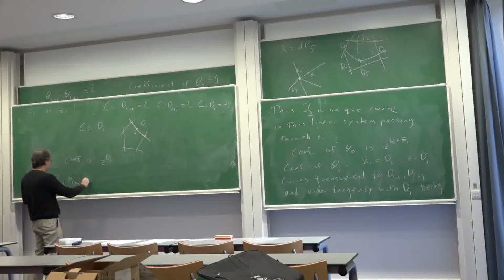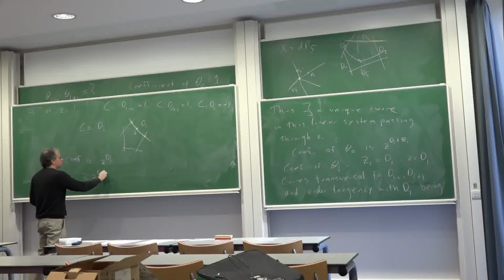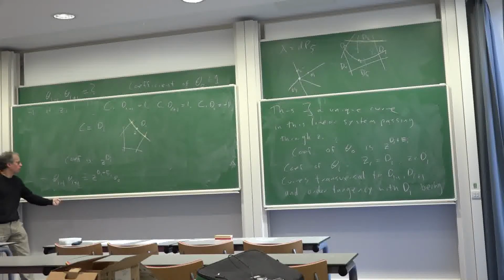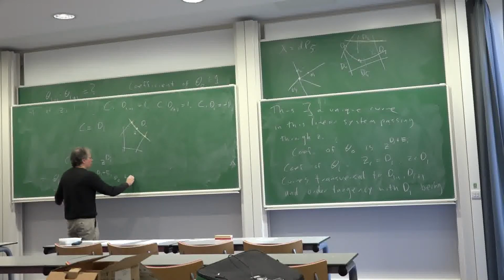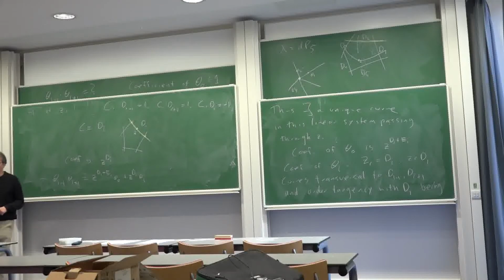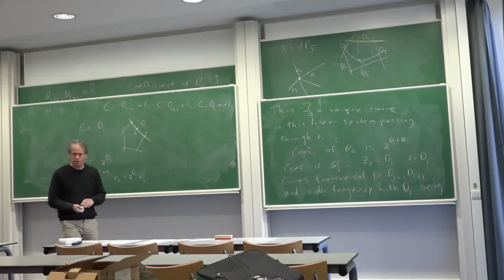So putting this together, what we get is theta i minus 1 times theta i plus 1 is z to the Di plus Ei times theta 0, which, as I said, is the unit in the ring, plus z to the Di times theta i. And if you compare that with the formula I wrote down earlier, you'll see it's the same thing. Okay, so that's it.